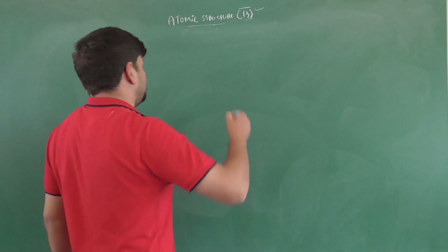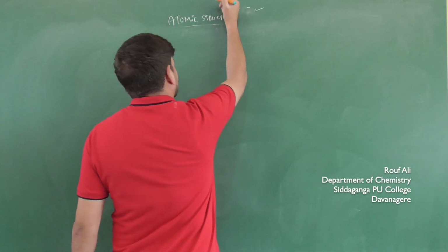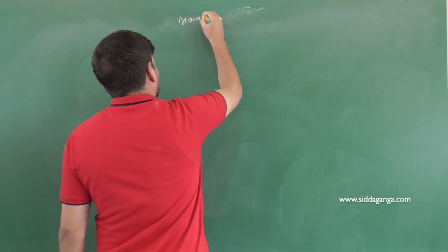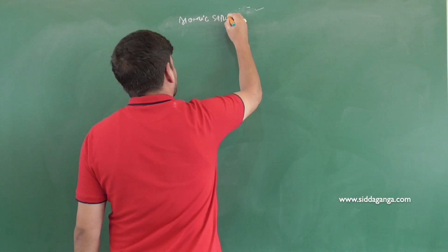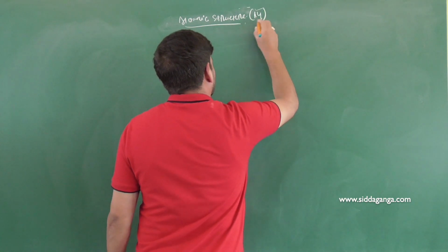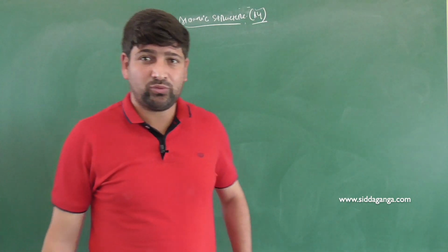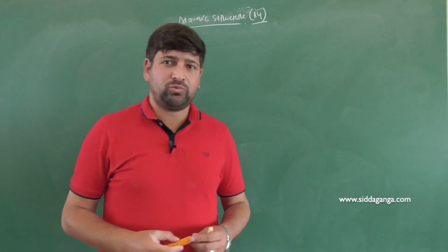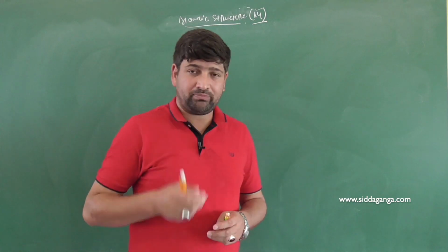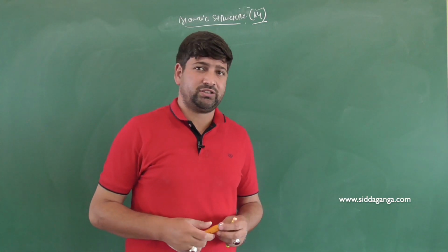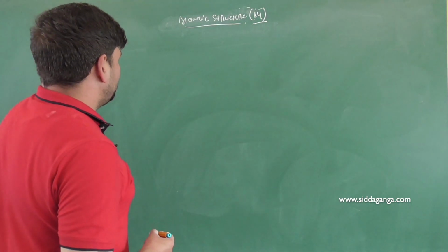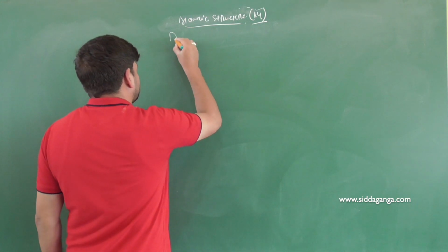Hello children, so we will start atomic structure. This will be part 14. There's a very small discussion left out in atomic structure. We have covered most of the parts of atomic structure extensively, if you have read and if you have just listened to the classes. Today we have a discussion on different types of atoms.